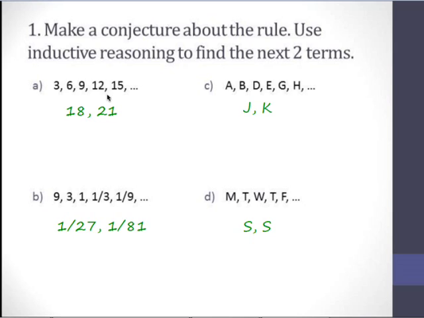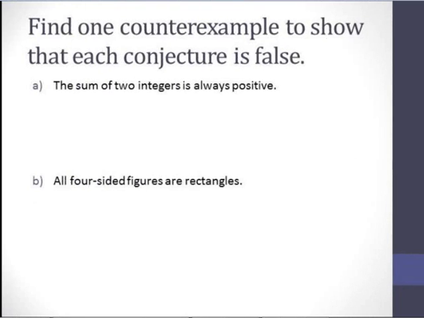18 and 21, the pattern here is counting by threes. Here, this was AB, skip C, DE, skip F, GH, skip I, JK. Those are the next two. Here, with the numbers again, I was dividing by 3 each time, so 1/9 divided by 3 is 1/27th, 1/27th divided by 3 is 1/81st. And then here, Monday, Tuesday, Wednesday, Thursday, Friday, Saturday, and Sunday. That's the pattern there. Hopefully you did pretty good on those.